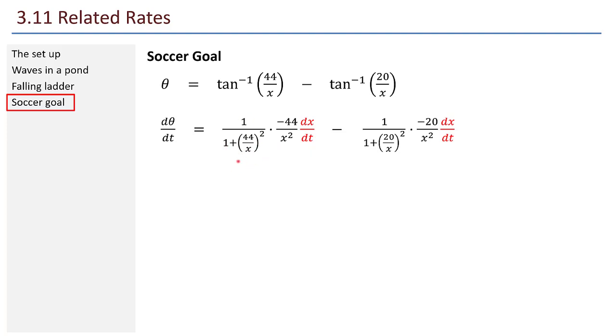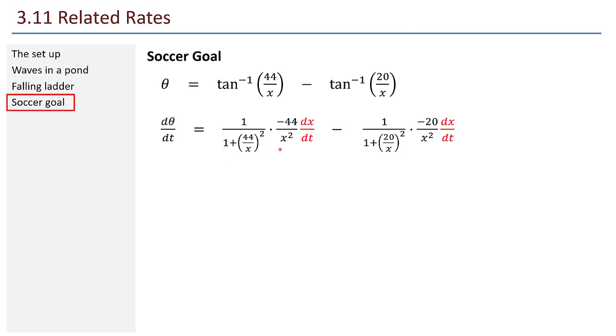I start off by writing my derivative formula for tan inverse, and I put in the 44 over x, but then you think, oh, chain rule, I need to take the derivative of 44 over x. And so you get negative 44 over x squared. But don't stop, because x itself is still a function of t, and I'm taking my derivative with respect to t. So I need to continue and multiply times the derivative of x with respect to t. And that's where this last part comes from. Same thing on the rightmost term.